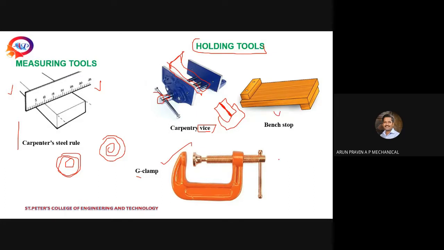Now suppose I don't need a carpentry vice for planing operations. For planing operations, fixing the work in a vice would be somewhat difficult. So at that time I will use a bench stop. This is a clamp actually. It may be some table or chair. Your material will be fixed like this on a table. Your workpiece will be here. You will give force in this direction for the planing operation. Planing is nothing but a surface finishing operation. So these are the holding tools mainly used for carpentry works.